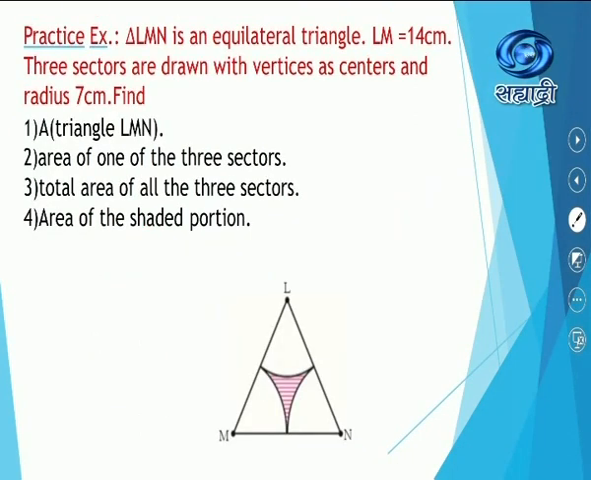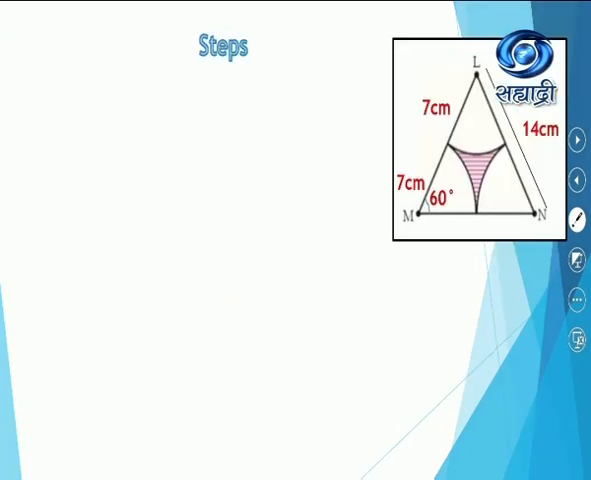Now, there is one example I have given for practice for you all. Let's see it. Triangle LMN is an equilateral triangle. LM is equal to 14 centimeter. Three sectors are drawn with vertices as centers and radius is 7 centimeter. Find first one, area of triangle LMN. Second, area of one of the three sectors. Third, total area of all the three sectors. And fourth, area of the shaded portion. So how to solve it? I have given you the steps to solve.